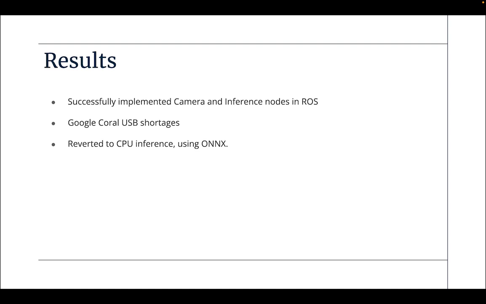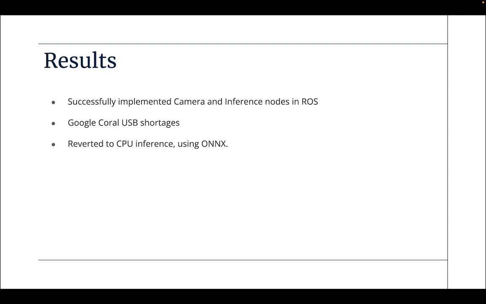And so in terms of results, we were able to successfully implement the camera and inference nodes in ROS, get the images from the Raspberry Pi module, and orchestrate everything in ROS, as I just mentioned. Where we ran into a few issues is with regards to the shortages with the Google Coral USB. And so it has been out of order for months due to worldwide chip shortages.